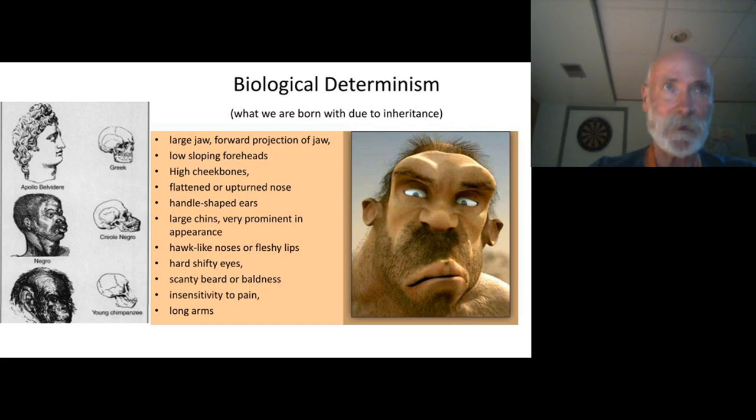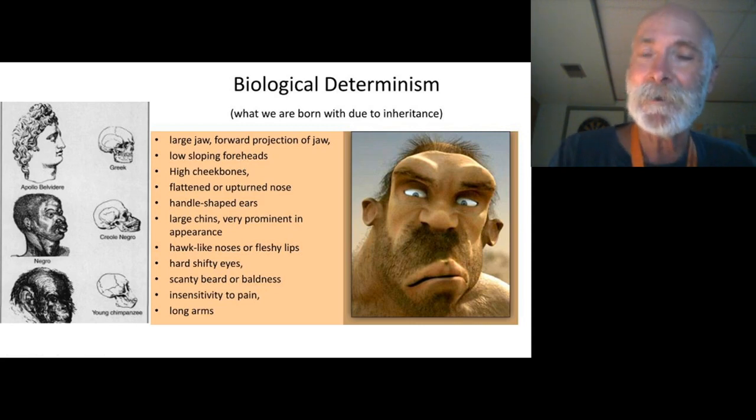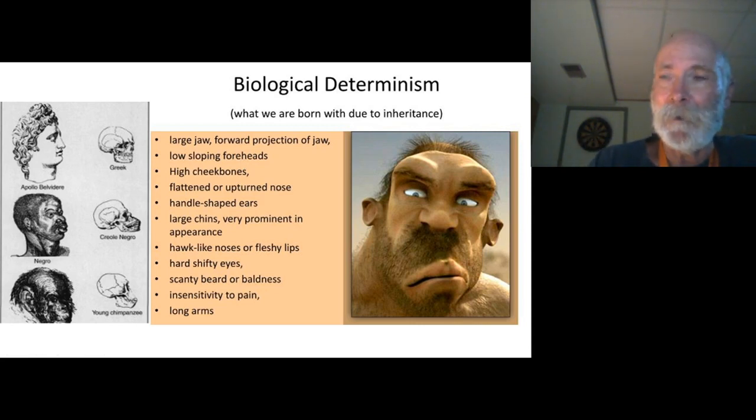I mean, there was no question at that time that white people were superior, and that's why you have this sort of notion of the Greeks, having this supreme intelligence and these big heads, and then of course the other races, the Asians and the Africans, would have smaller heads and less intellect. And here you can see this in this list of attributes that would be associated with the lower races. Things like long arms, insensitivity to pain, scanty beards or baldness, shifty eyes, hawk-like noses and fleshy lips, big chins and prominent appearance, big ears, flattened or upturned nose, high cheekbones, large jaw, forward projection of the jaws, things of that sort. The sorts of things that you might associate with some of the great apes. But it clearly has a racial underpinning.